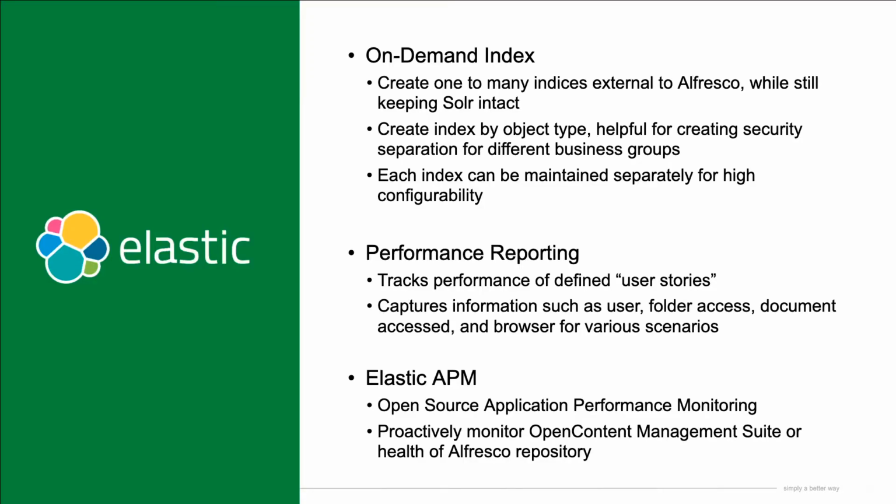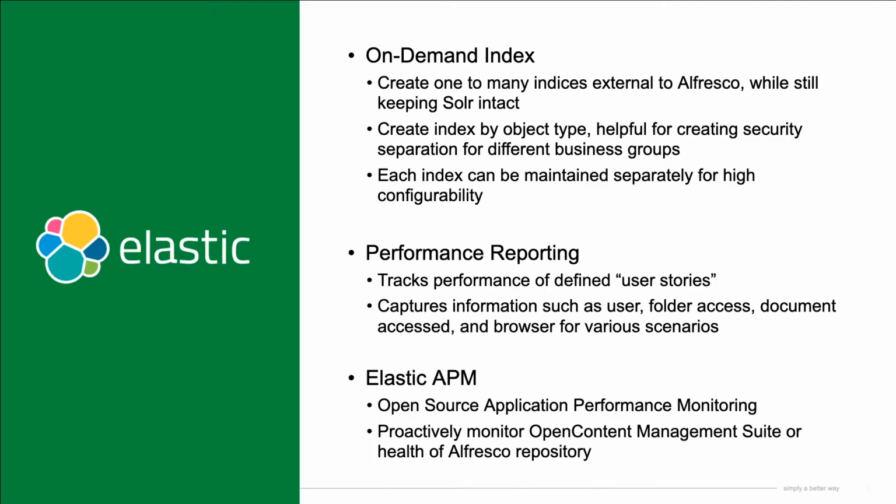There are a few different ways we've integrated with Elasticsearch on Alfresco. On-demand external indices are great for organizations with high volumes of documents. It allows administrators to create one-to-many indices that are managed external to Alfresco, but keeping Solr intact as a fallback. As I'll show later, these indices are created by object type, which allows for clear separation by business group.